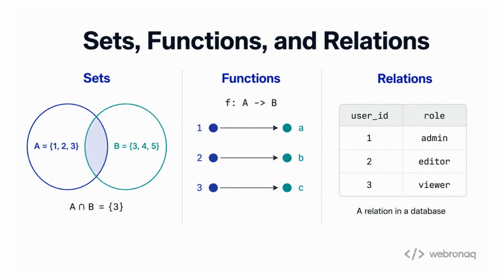Consistent input, consistent output. Relations formalize the idea of a connection between elements. A database table is a relation in the formal mathematical sense. Each row describes a pairing between entities, like a user and their role. When you write a database query, you are performing operations that have rigorous definitions in relational algebra, which is grounded in set theory. Coming up, graphs and combinatorics unlock algorithms and complexity analysis.